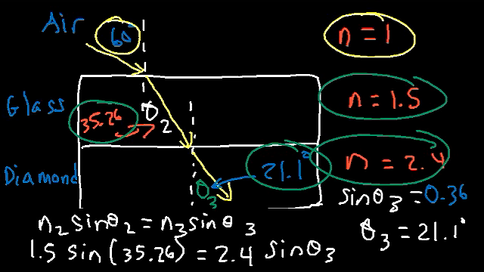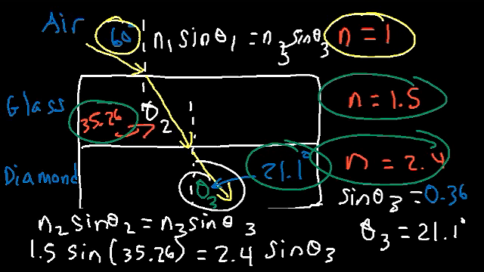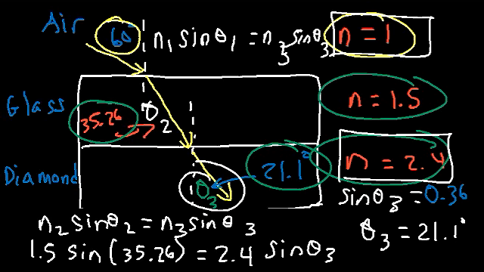By the way, another way in which we could find theta 3 directly is, instead of saying n1 sine theta 1 equals n2 sine theta 2, we could say that n1 sine theta 1 is equal to n3 sine theta 3. So let's say if you only want to find this angle, and you really don't need to find theta 2, you can go directly to theta 3 by using just air and diamond. You can skip glass. So let's try it that way.